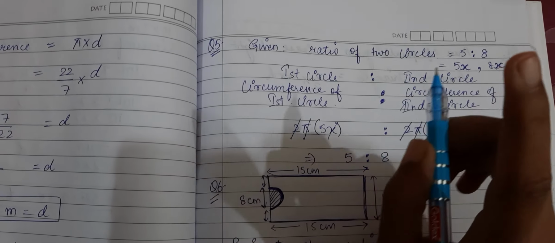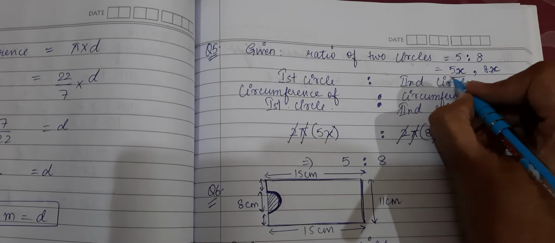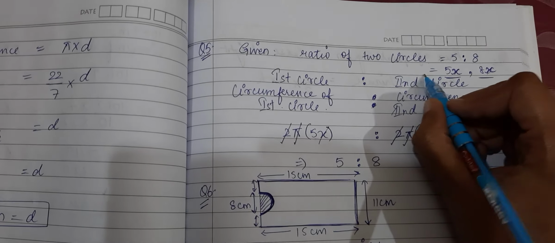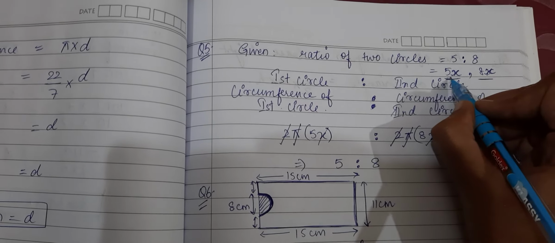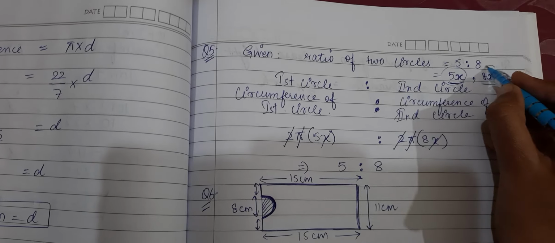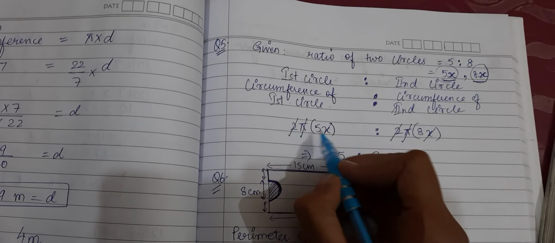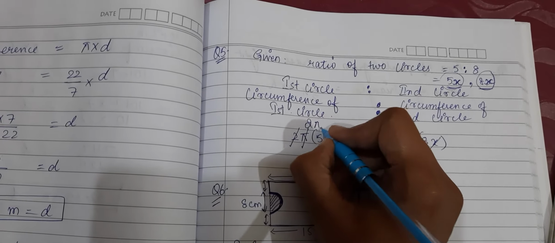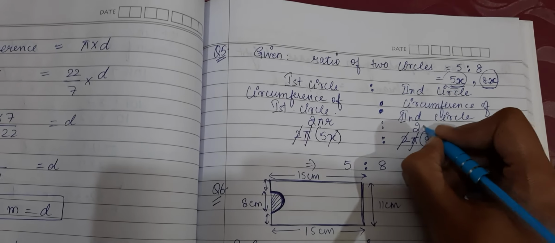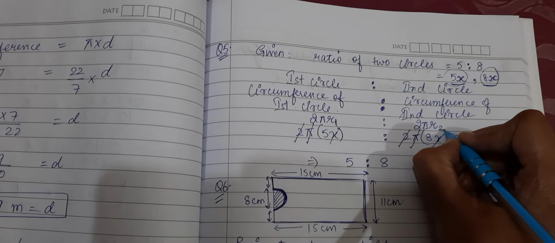Circumference of the first circle to circumference of the second circle. You know the formula for the circumference of the circle? And this 5x and 8x are the radii of the two circles. This 5x is the radius of the first circle. 8x is the radius of the second circle. Circumference is 2 pi r. What is the formula? 2 pi r. This is r1 I am considering. This is r2 I am considering.